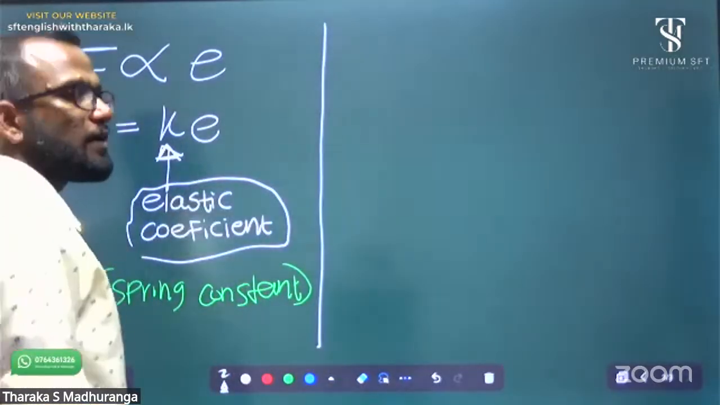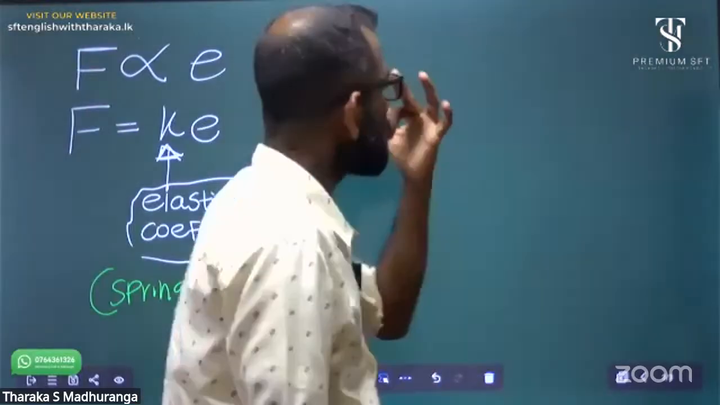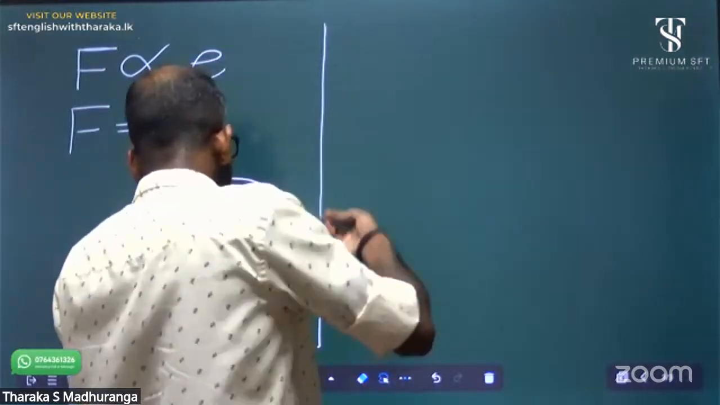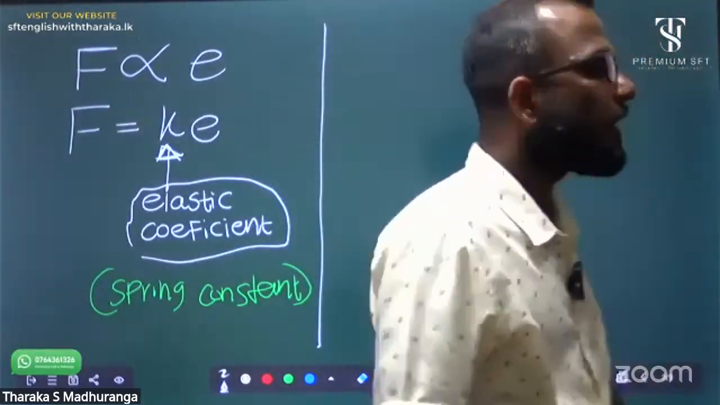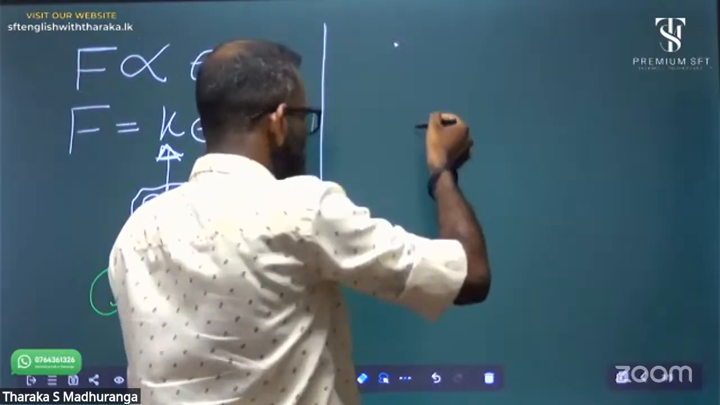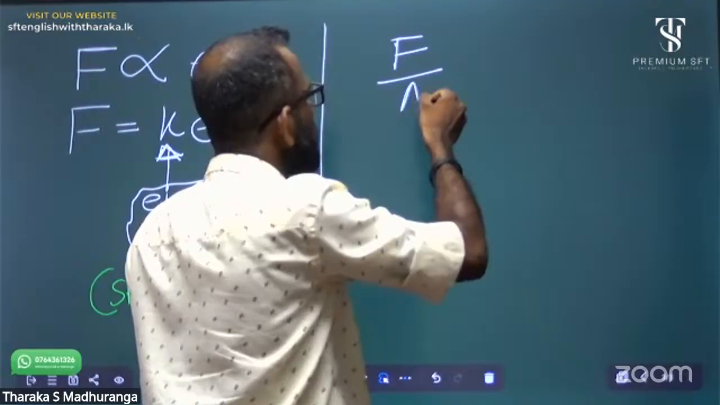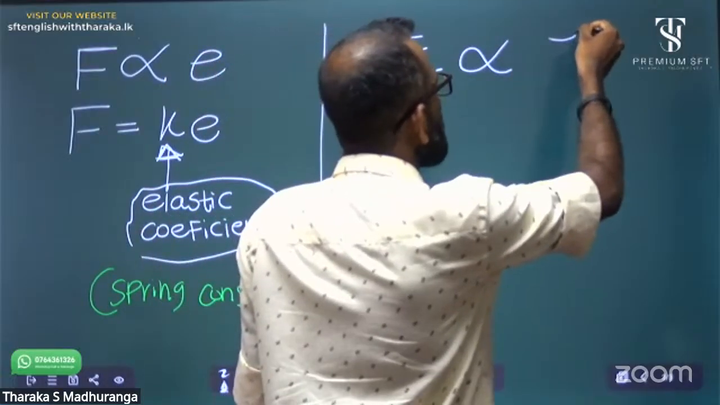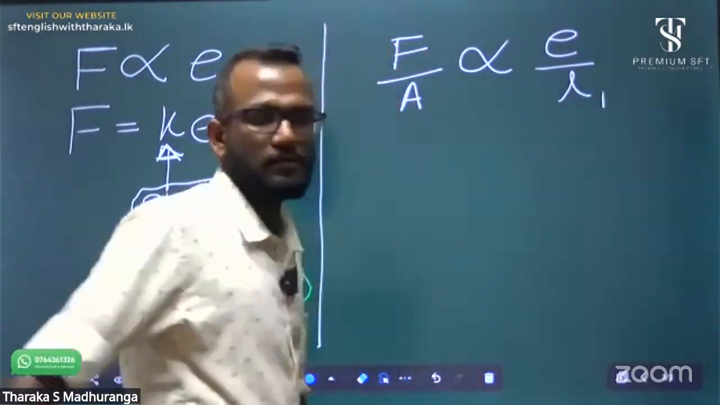Okay, that's Hooke's law. According to Hooke's law, we can get another relationship. If the applied force is directly proportional to extension, we can say stress also. Stress means F over A, the perpendicular force divided by cross-section area, is directly proportional to the strain as well. Strain means e over L1.